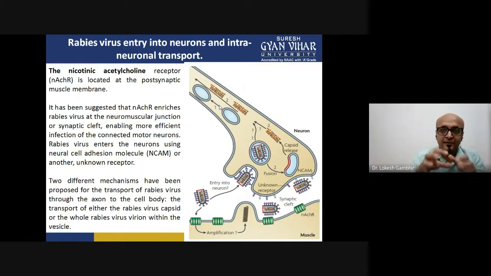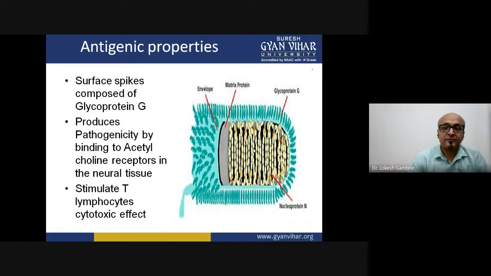Now, for that transport of the rabies virus, people have speculated multiple mechanisms. Actually, 2 lines of mechanism I have shown here. It can transport the whole rabies virus, the virion particle itself, or it can transfer the rabies virus capsid alone. So you see, the antigenic properties allow this virus to gain access to the nerve cells. What molecules on this virus behave as an antigen? The surface proteins, the glycoproteins, are the prominent antigens.